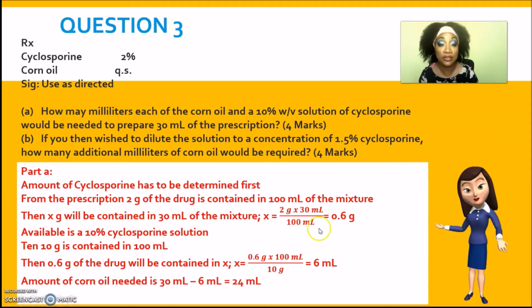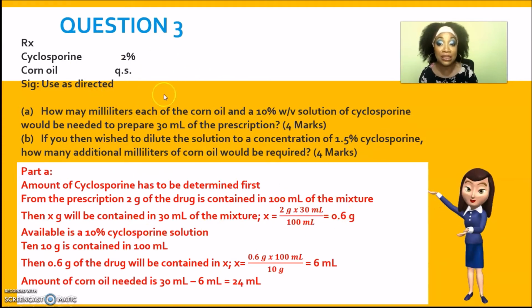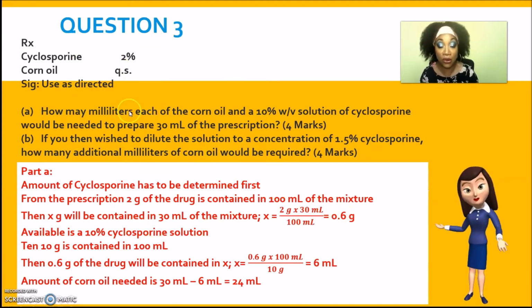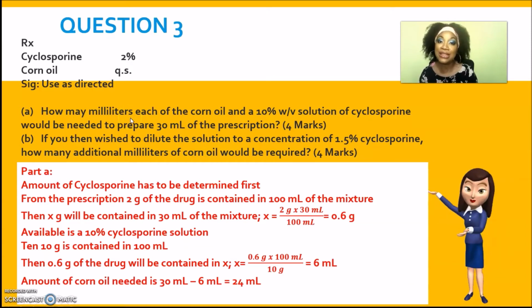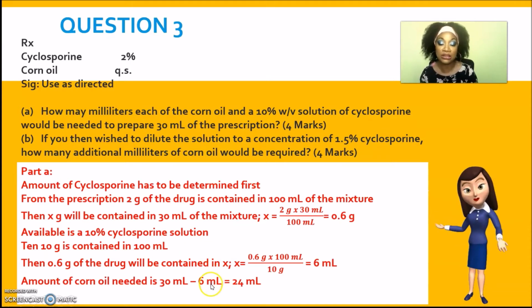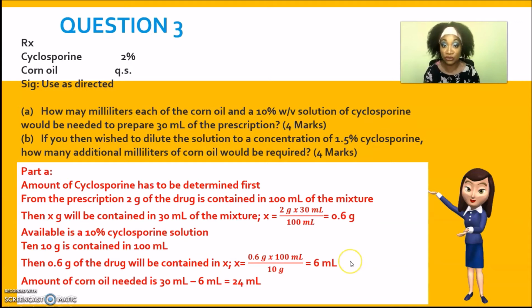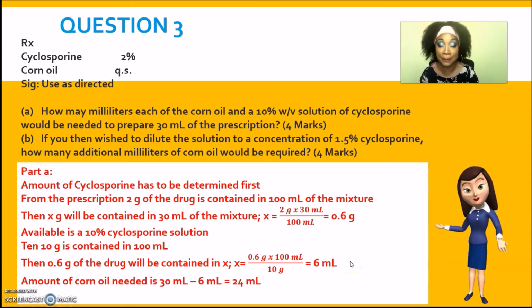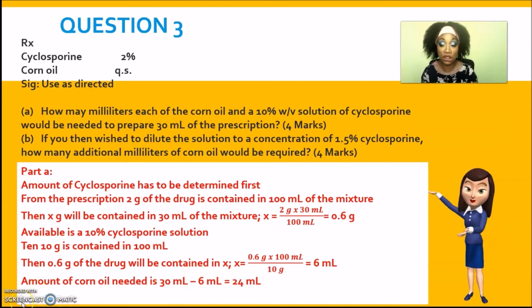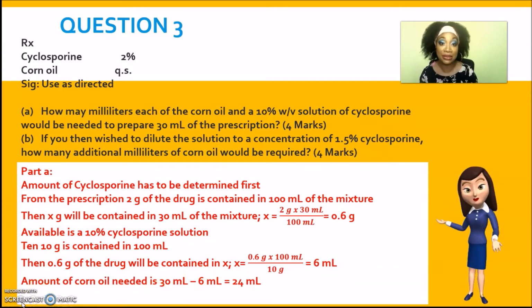So therefore, because we are making up to volume with corn oil to 30 ml, then we can determine the exact amount of volume of corn oil that we're going to add. So we just simply subtract the 6 ml that we will get from the 10% stock to furnish us with the cyclosporine we need, and subtract that from the final volume of 30 ml to get 24 ml, which will be the amount of corn oil to add.